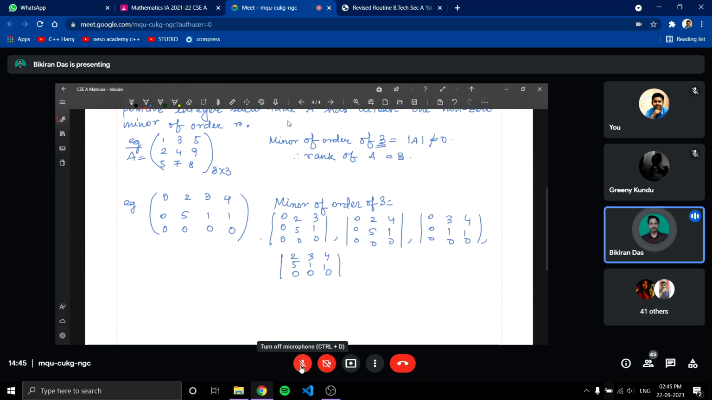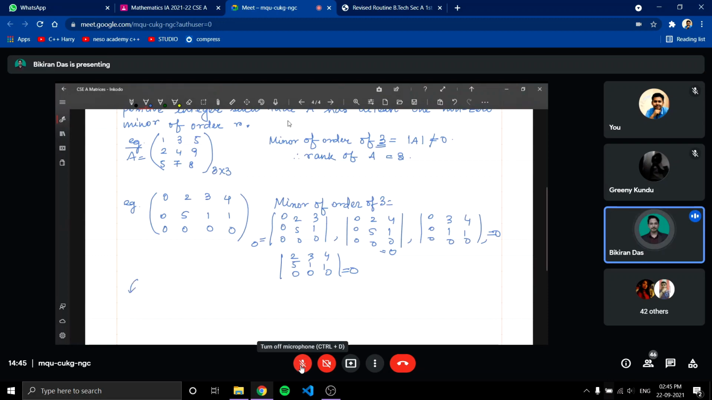See, every value is zero here. This is also zero, this is also zero. How can we say? Because one of the rows or columns is zero. So see what you got: every minor of order 3 is 0. You are not getting a non-zero one. So since every minor of order 3 is zero, we'll move to the next step.